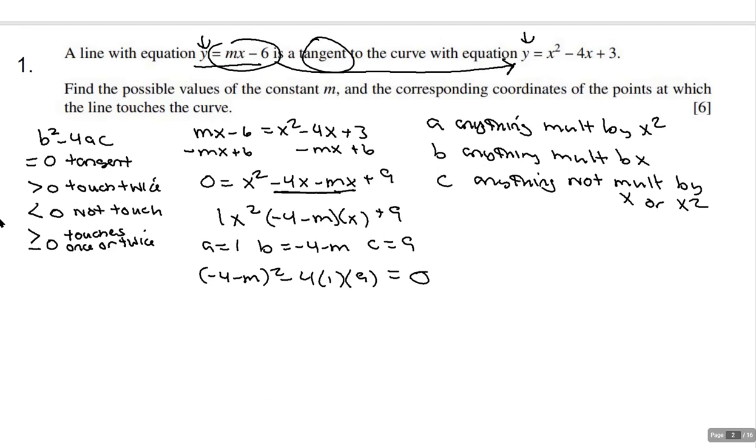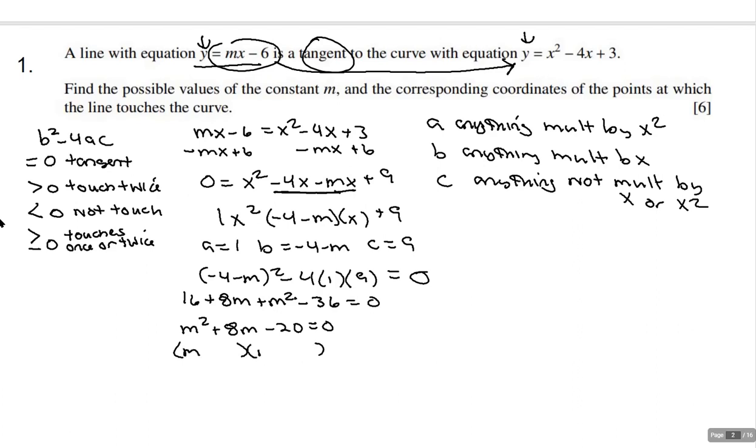All right, so hopefully you did that, and if you did, hopefully you got something like this. If I square this binomial, this is going to be 16 plus 8m plus m squared, and then minus 36 equals 0. And so then when I rearrange this in descending order, I'm going to get m squared plus 8m and then minus 20 equals 0.